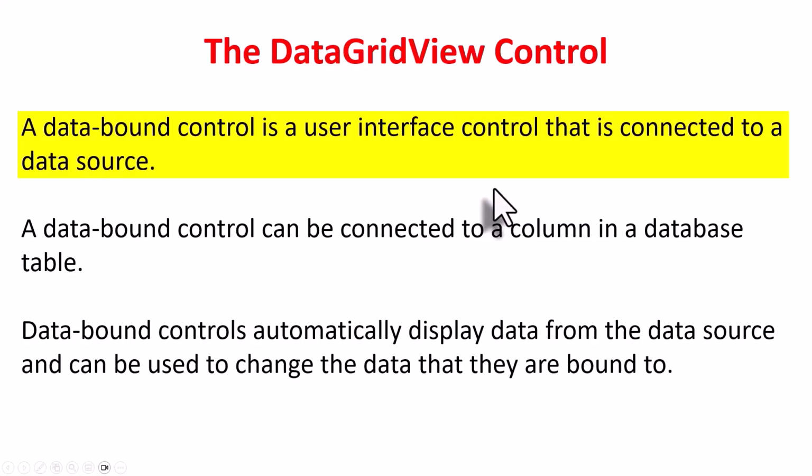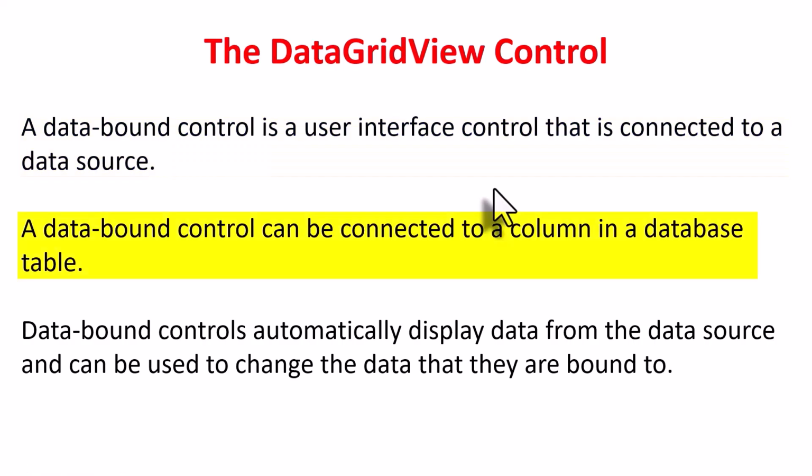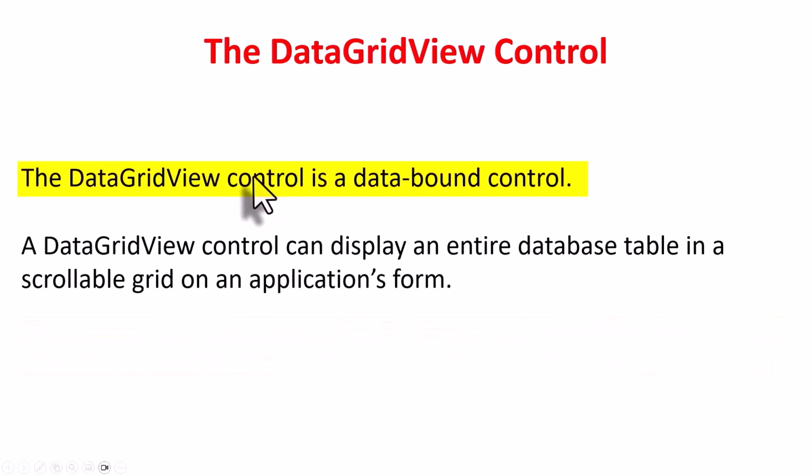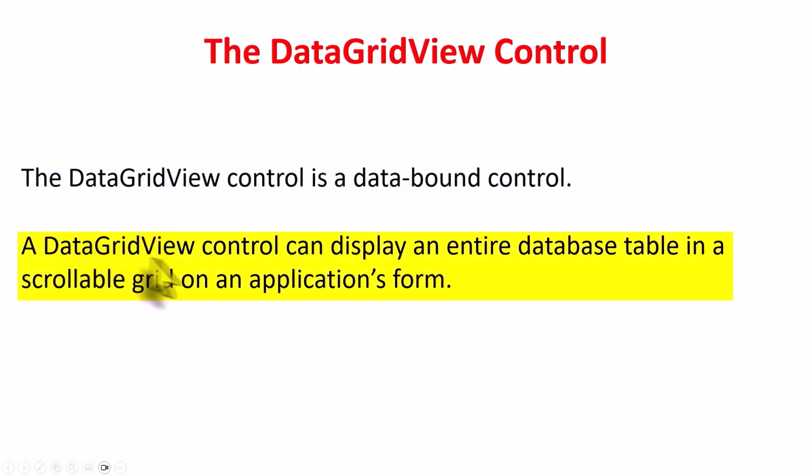A data-bound control is a user interface control that's connected to the data source. A data-bound control can be connected to a column in a database table. Data-bound controls automatically display data from the data source and can be used to change the data that they're bound to. What does all that mean? Well, the DataGridView control is a data-bound control. It can display an entire database table in a scrollable grid in an application form. Kind of nice. And I've used these things in applications before.